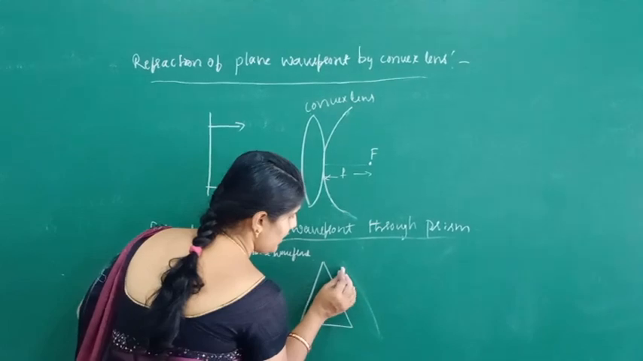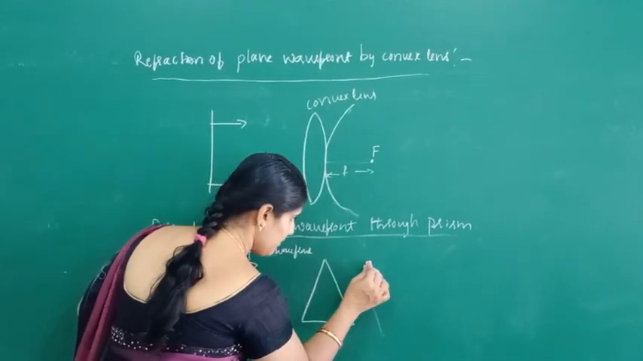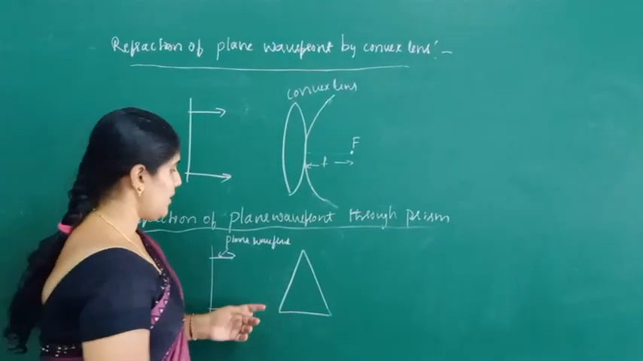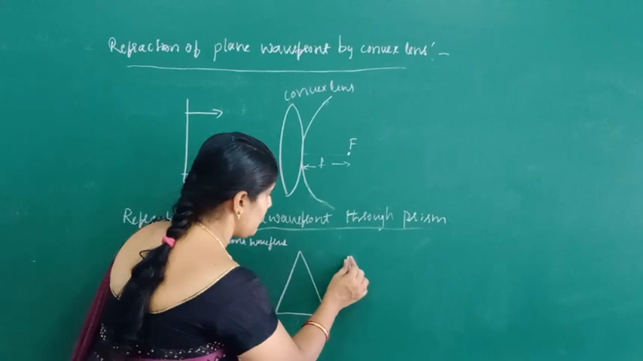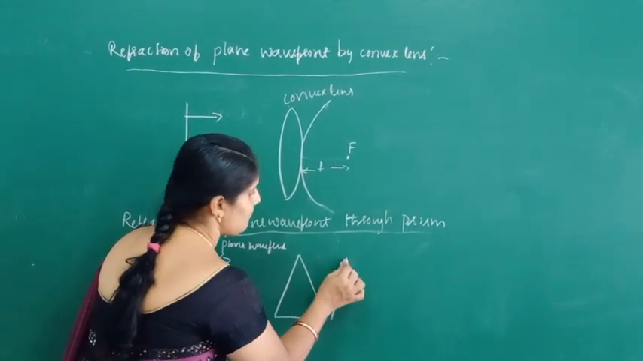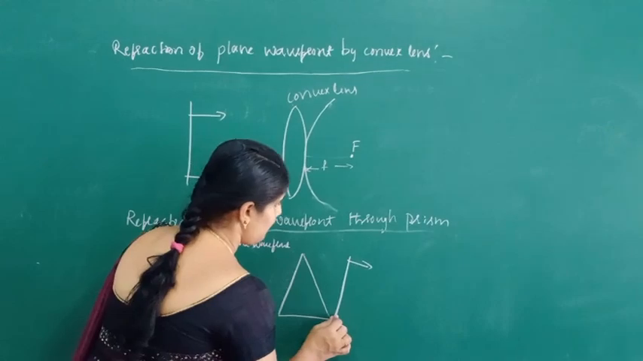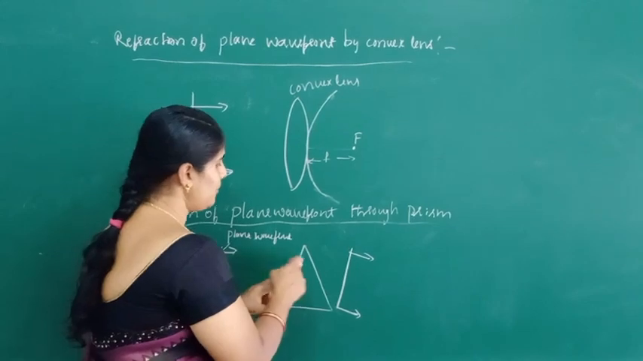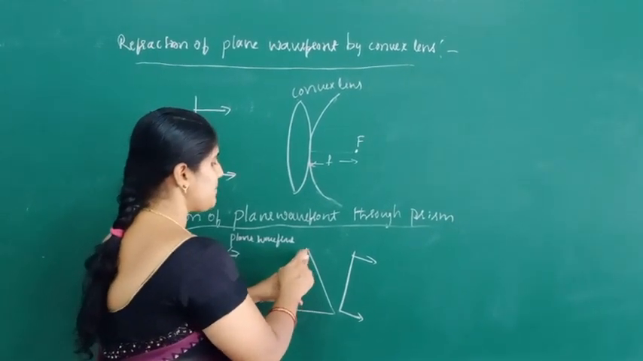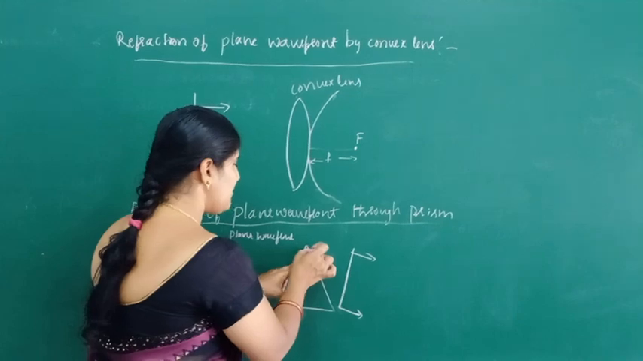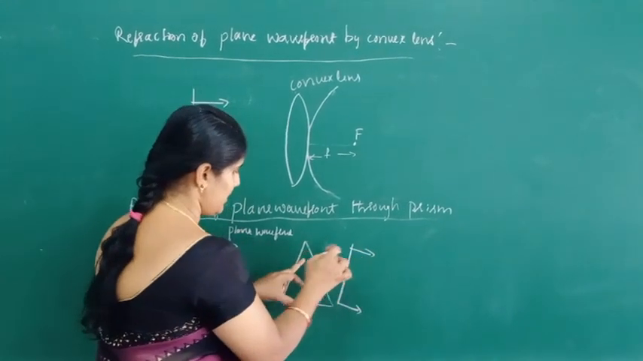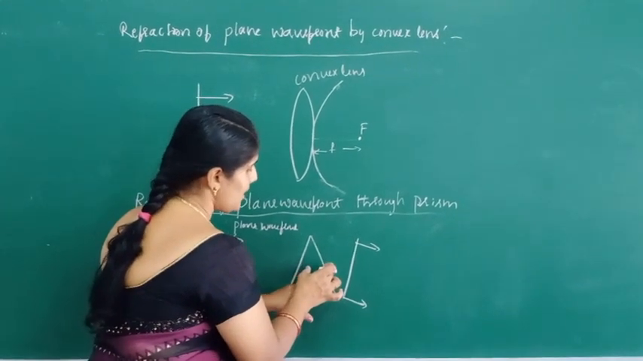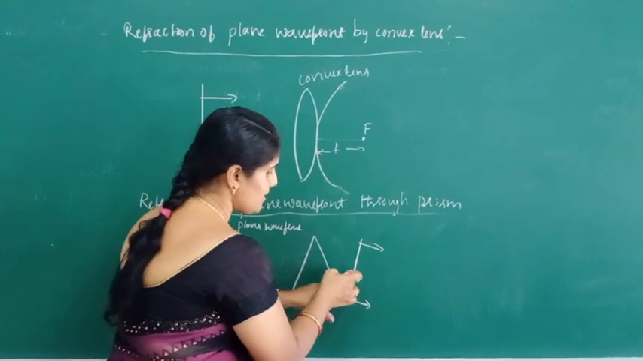But this plane wavefront is a little twisted. When a plane wavefront is incident on the prism, you will get again a plane wavefront, but it is a little twisted because here the light travels from rarer to denser medium. In the denser medium, its speed decreases. Here the denser medium is less, so it moves faster. As we go away, the denser medium quantity increases, so its speed decreases. So it travels a little less.